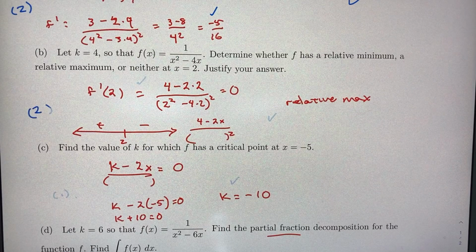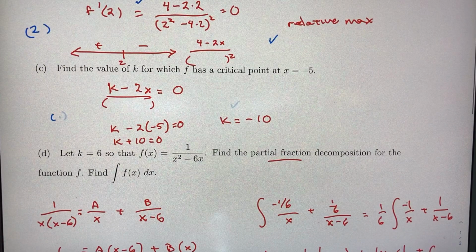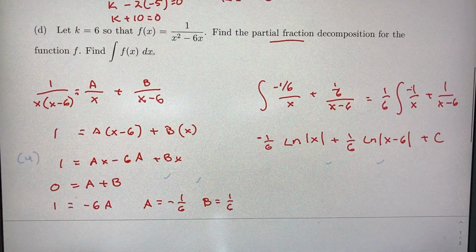2 points for this: 1 point for looking at f prime, 1 point for the answer with justification, number line. This is 1 point just for the answer. This is 2 points for the partial fraction decomposition and 2 points for the antiderivative. I don't know how they broke that down. That's what they said.